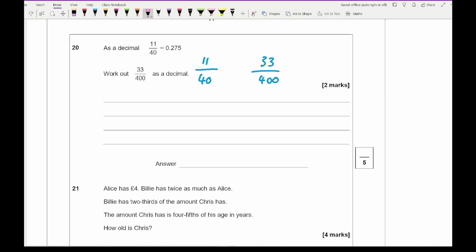Now, to get from 11 to 33, we need to multiply by 3. And to get from 40 to 400, I need to multiply by 10. So for this, what I need to do is multiply by 3. And then because the denominator is multiplying by 10, we then need to divide the answer by 10. So what I need to do is 0.275 times 3. And again, you can do that in any which way you want in terms of how you multiply in decimals.